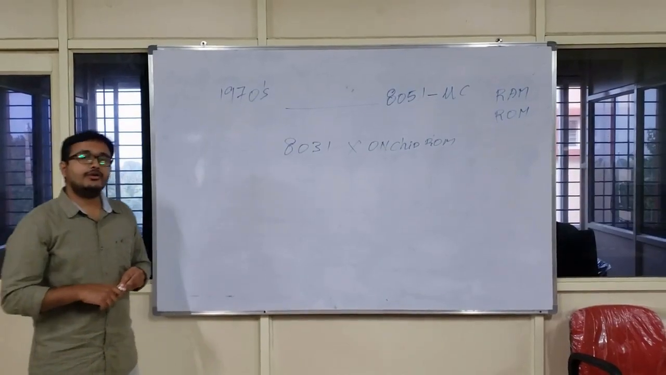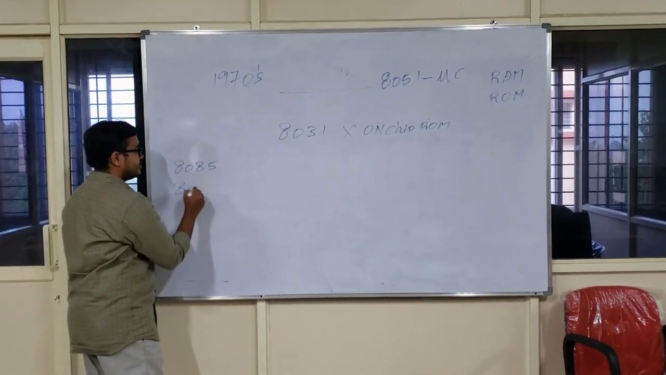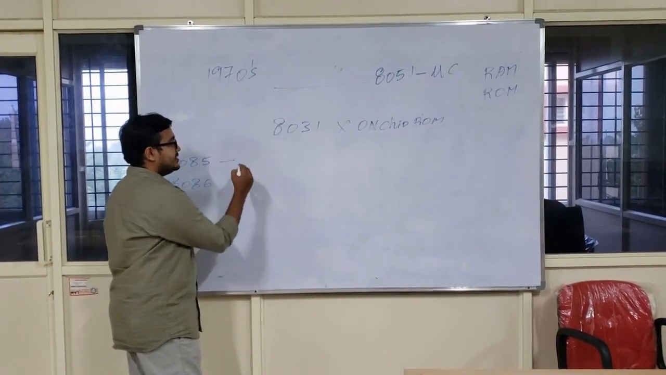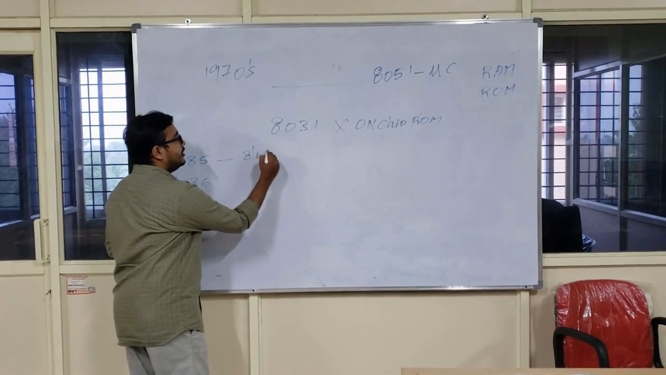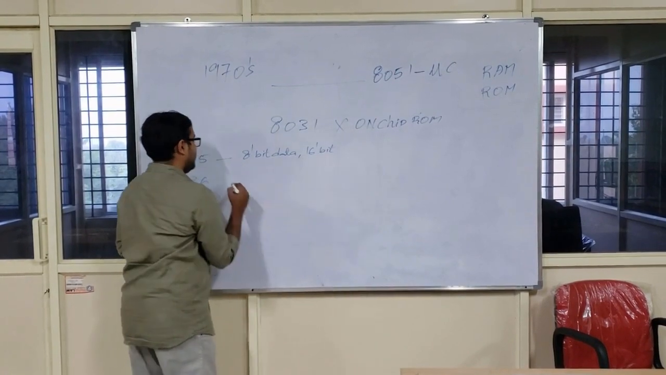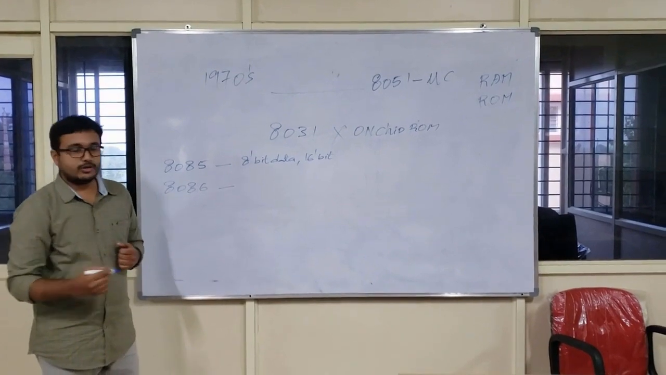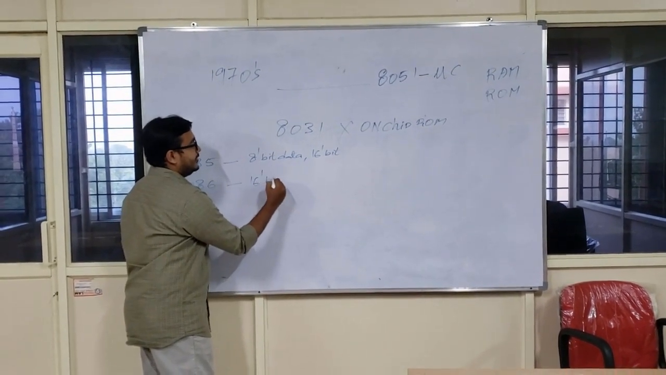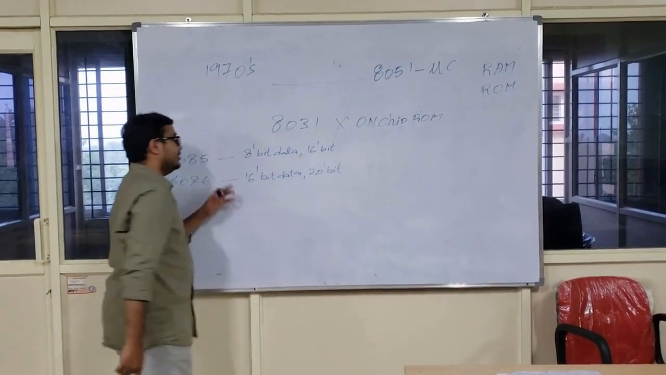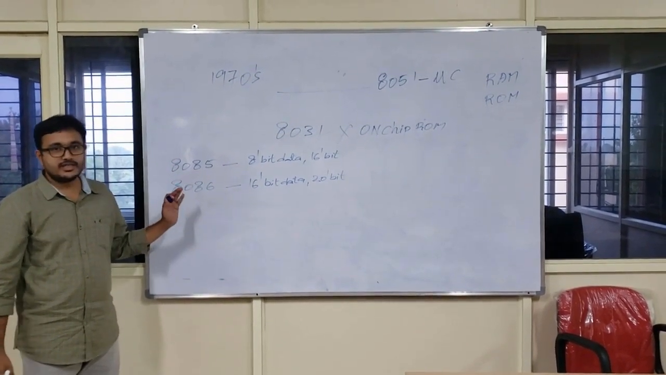We all have good knowledge of the 8085 as well as the 8086 microprocessors from your previous semesters. The 8085 microprocessor has an 8-bit data bus and a 16-bit address bus. This is well known. Coming to the 8086 microprocessor, it has a 16-bit data bus and a 20-bit address bus. So these are the bus specifications for the 8085 as well as the 8086 microprocessor.